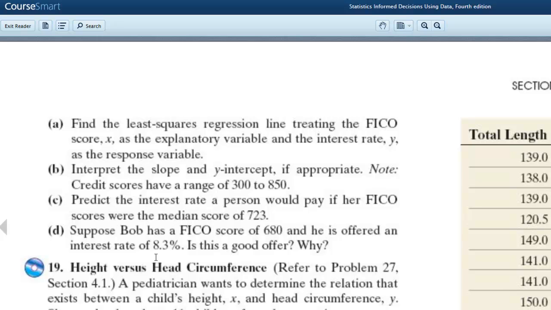So if you were to graph that point, 680, 8.3, you'd find it's below the regression line. And so therefore it is a good offer, because the regression model says that the guy should be getting a rate of 9 and some change.